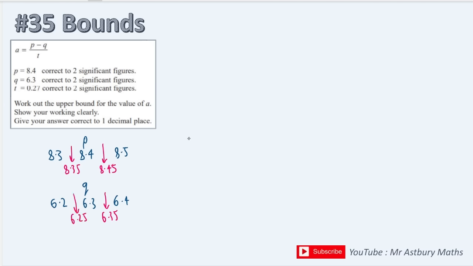And finally, let's look at T. We've got 0.27. Can only use two figures again, so it's 0.28, 0.26. We go halfway between 0.265 and 0.275. We then need to work out the upper bound of A.